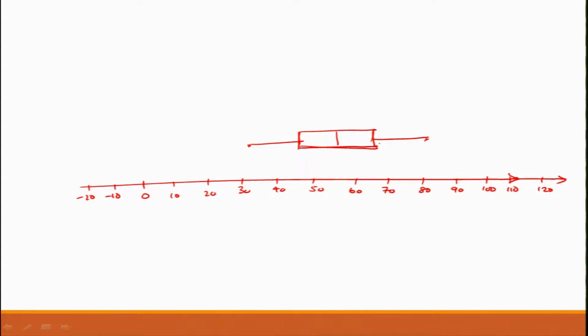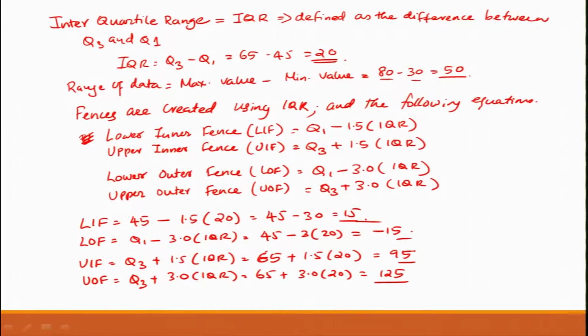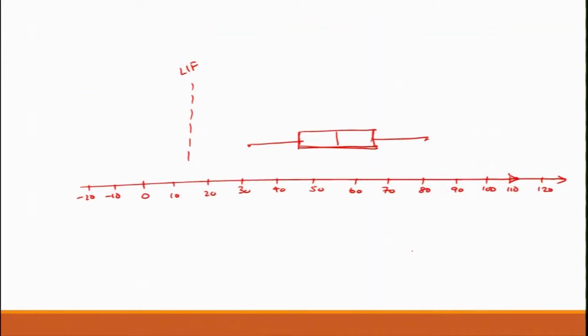Now, the question is the fences. So, the first value of the fence is at 15. So, 10, 15. So, this is where the lower inner fence will come into picture, and the upper inner fence was at the value of, as we seen earlier, was at the value of 95. So, we come to 90 and 95. This is where the upper inner fence will come into picture.